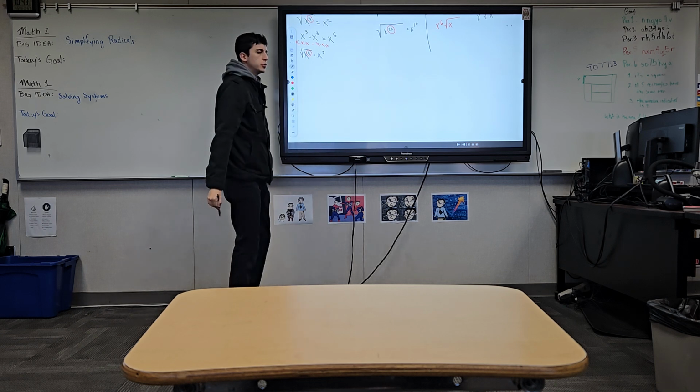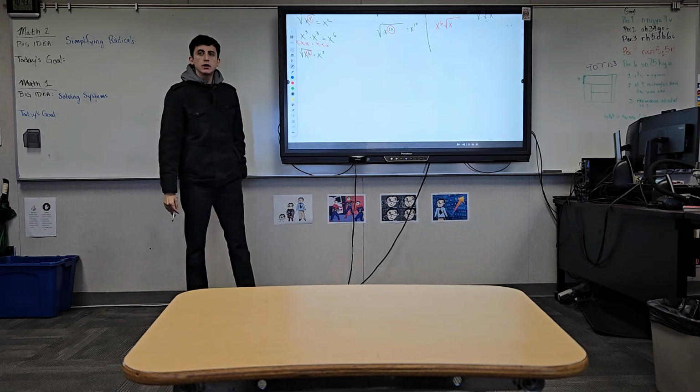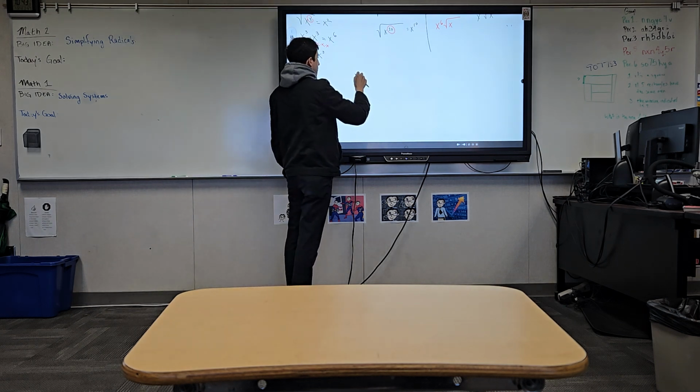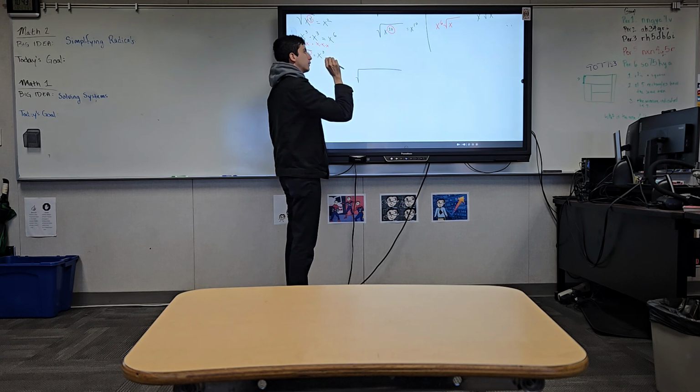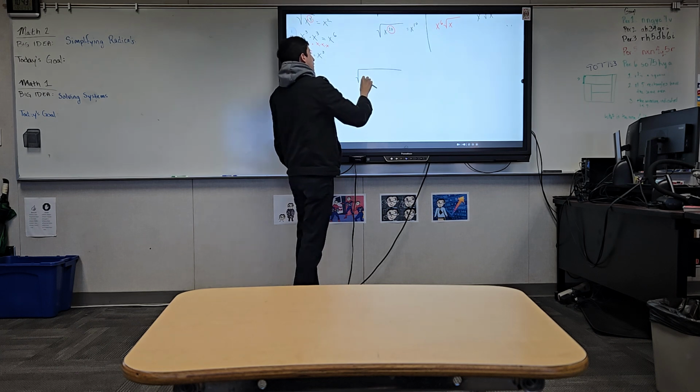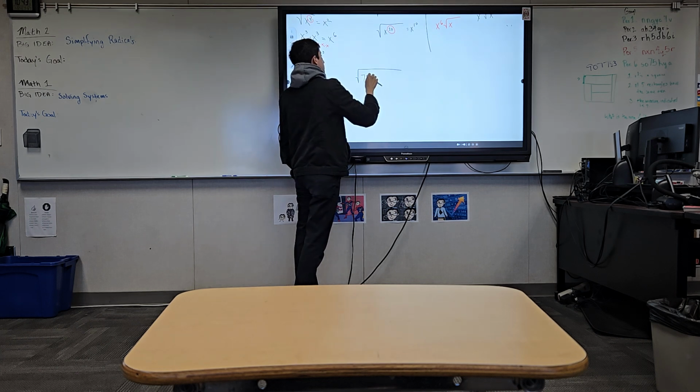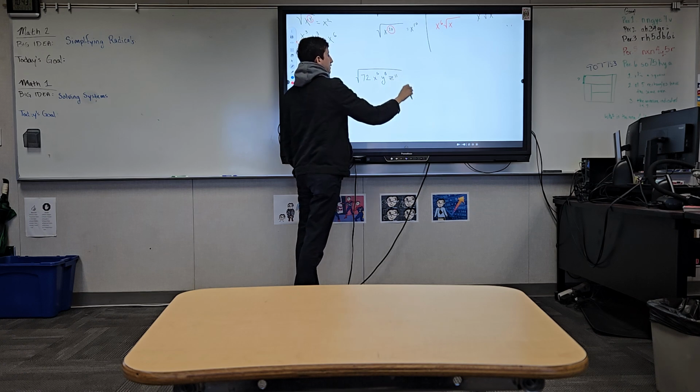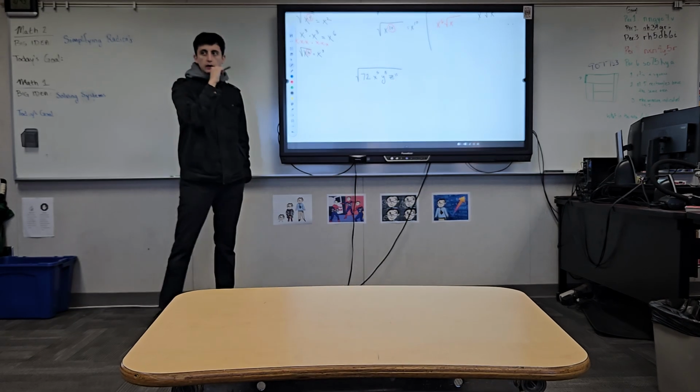Okay, final thing, let's put it together. So numbers and variables together. Let's say you have a problem, an expression, something like, let me think of a good one. Let's say you have 72 times x to the 5th power times y to the 8th power times z to the 11th power. Something like this.